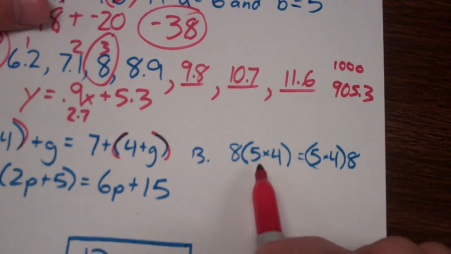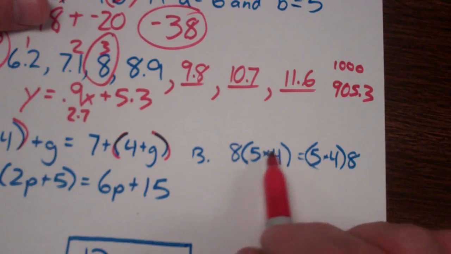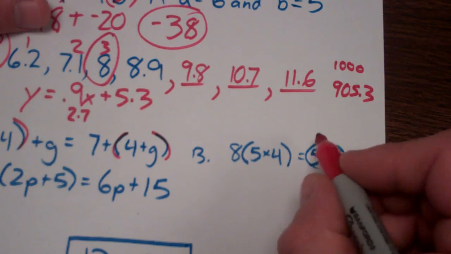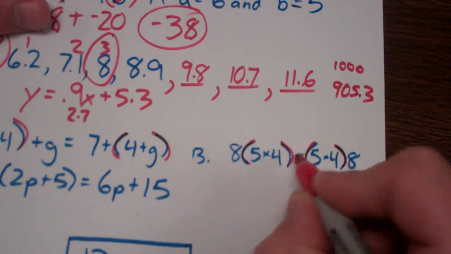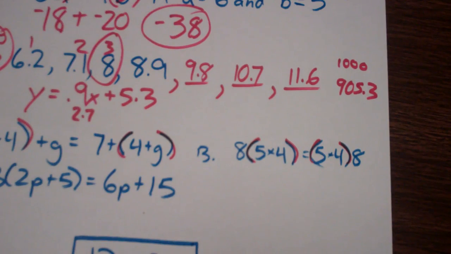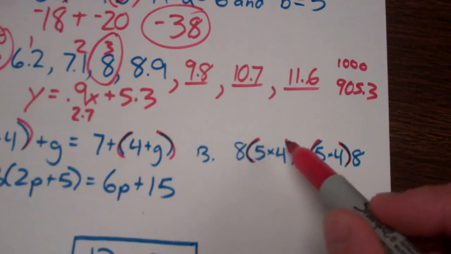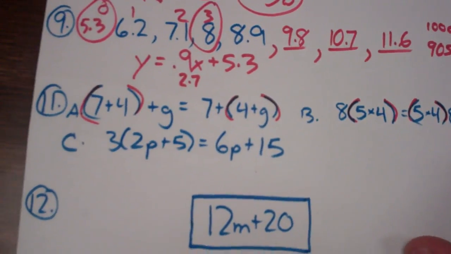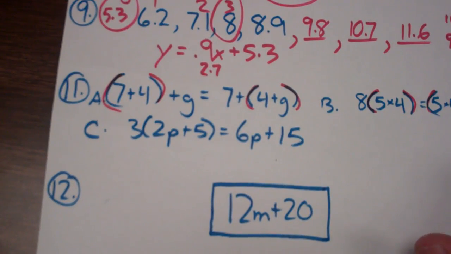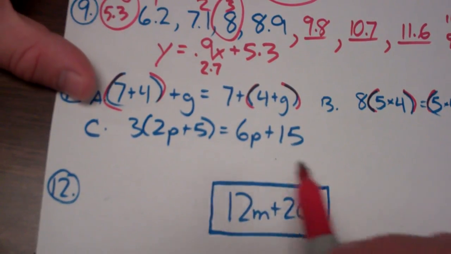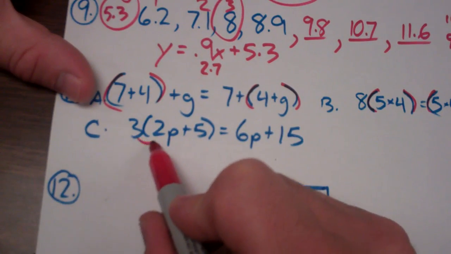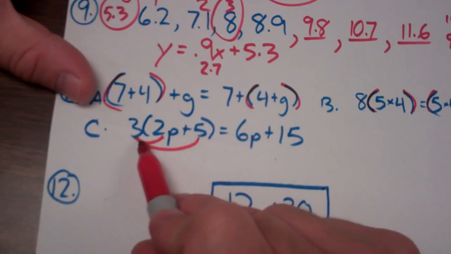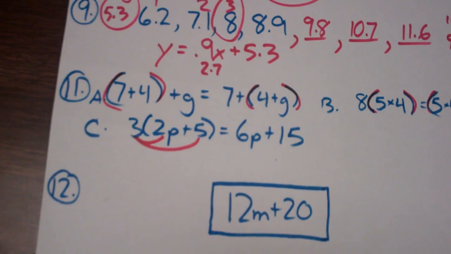B, when I look at B, well, it looks like maybe the same thing because the groupings look like they changed, but did they? 8, 5, 4, 5, 4, 8, 5 and 4 were friends, 5 and 4 are still friends, so that's not the associative property, that's simply the commutative property of multiplication because the 8 was multiplied on the front, now it's multiplied on the back. All that happened was the order changed, which is okay in addition and multiplication. And C, looks like they broke them out of jail with the distributive property. 3 times 2p equals 6p. 3 times 5 equals 15 with the plus sign back in between them.